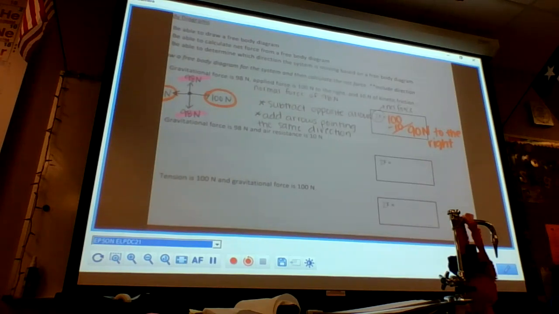Okay, do we understand why it's going to the right? Yes. Because that 100 newtons is going to far outweigh the 10 newtons going to the left. Okay, so my final answer would be 100 minus 10 gives you 90 newtons to the right on that first one.